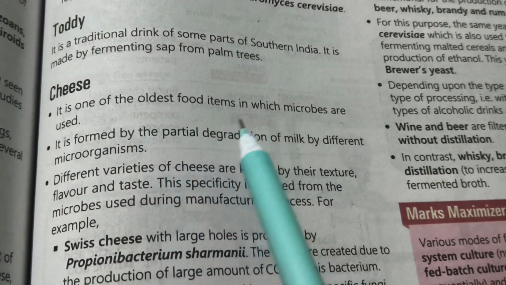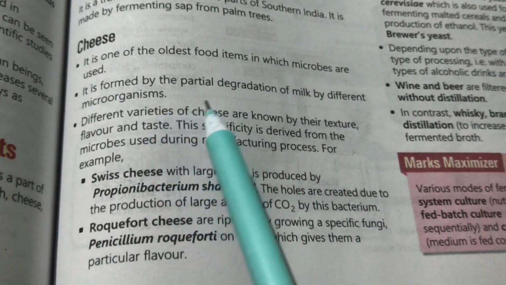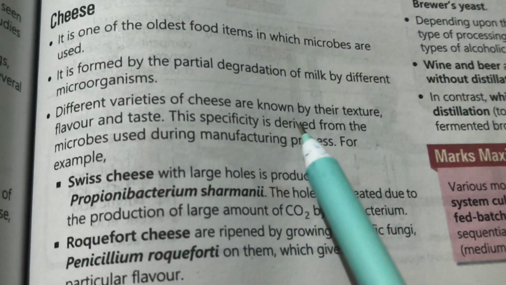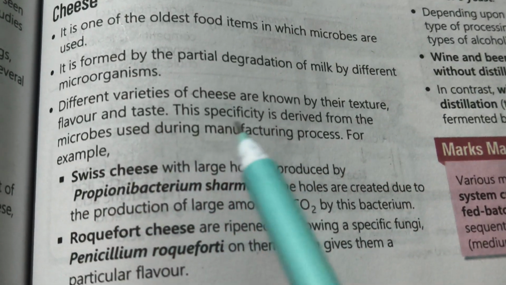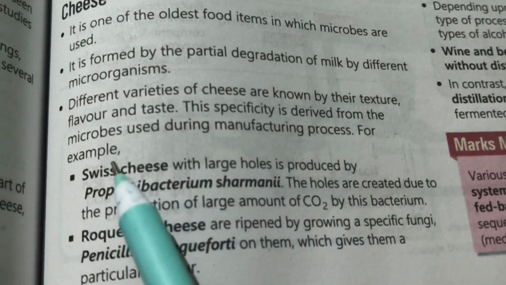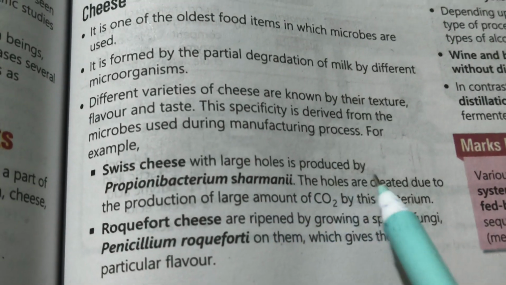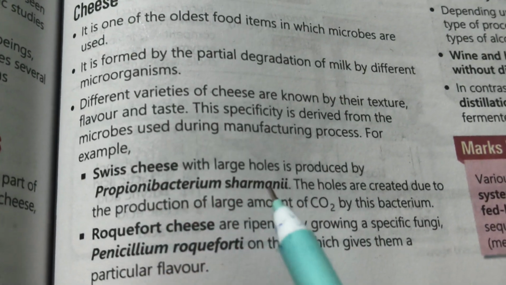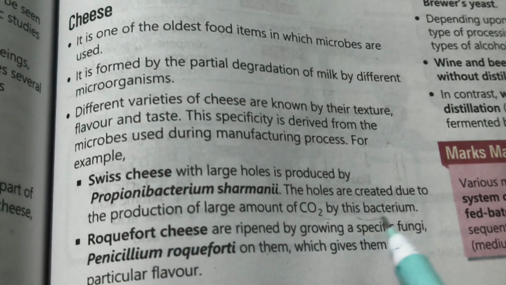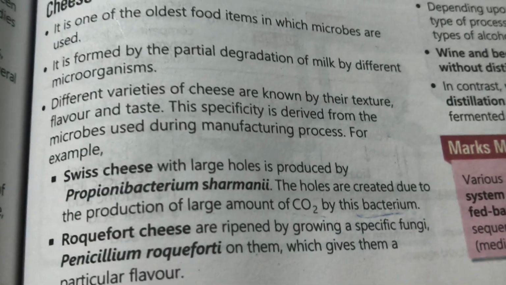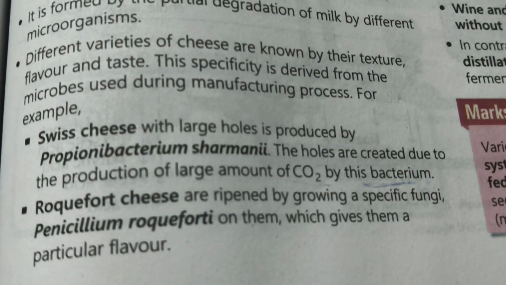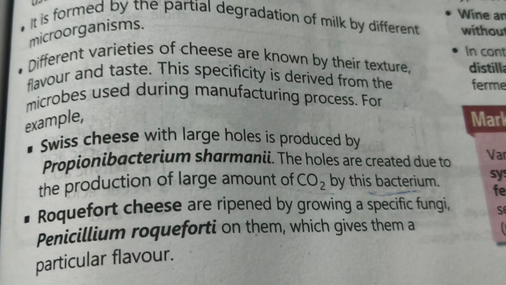Cheese is one of the oldest food items in which microbes are used. It is formed by partial degradation of milk by different microorganisms. Different varieties of cheese are known by their texture, flavor and taste. This especially is derived from the microbes used during manufacture processes. For example, Swiss cheese with large holes is produced by Propionibacterium shermanii. These holes are created due to the production of large amounts of CO2 by this bacterium. Roquefort cheese is ripened by growing specific fungi, Penicillium roqueforti, on it, which gives it a particular flavor.